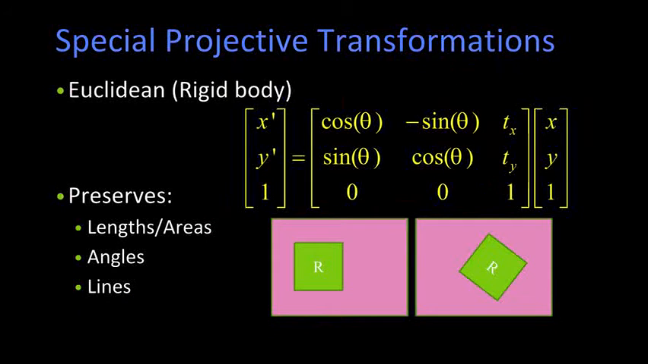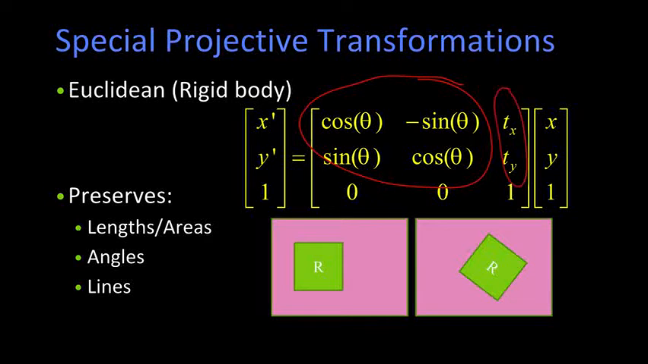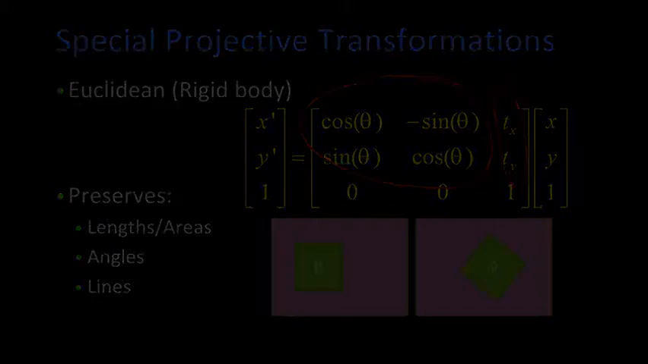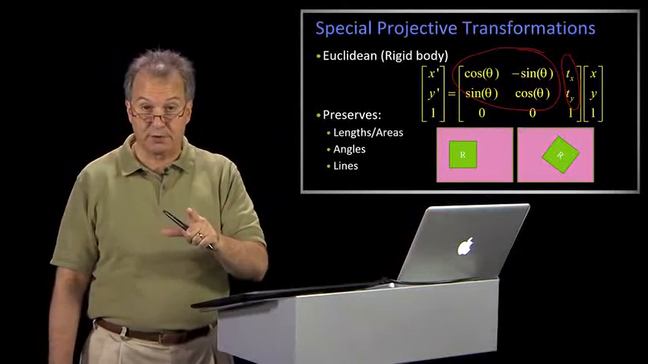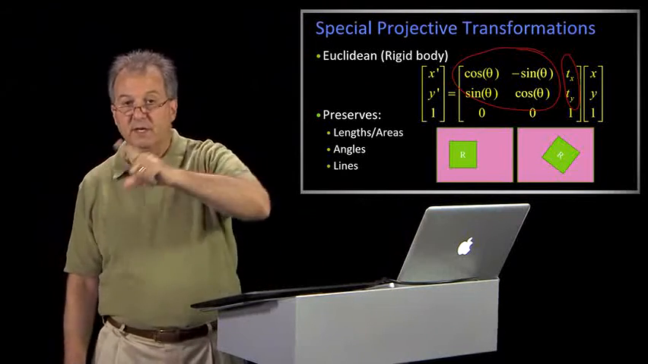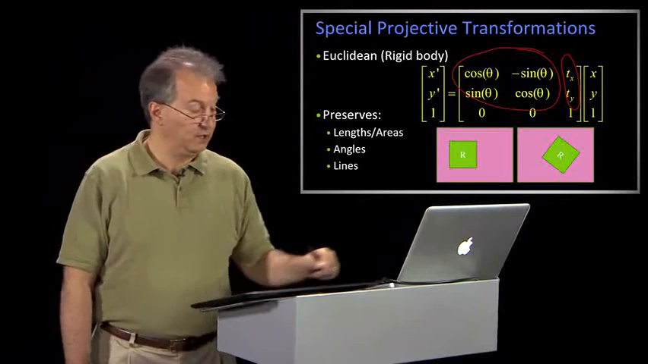A rigid body transformation can be represented this way as well. It's called Euclidean or rigid body. Now, instead of having just a pure identity matrix, we have this rotation matrix. So we can rotate in the plane, and we can translate. So we have 3 degrees of freedom here. Again, we've maintained a rigid body, so lengths and areas are all preserved, angles are preserved, lines are preserved, but of course the location and the orientation can change.